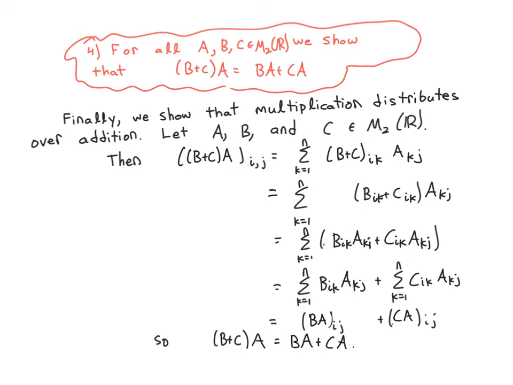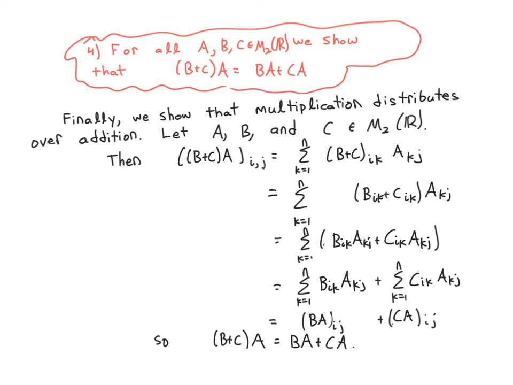Look at the ijth entry. By definition of multiplication, it's this summation over the ikth entry of the sum of the 2 matrices times the kjth entry of the third matrix. Then the rest of the proof looks just like the previous step. You replace the sum of the two matrices with the sum of their entries. You apply the distributive law for real numbers. You rewrite a summation of binomials as the sum of two summations.